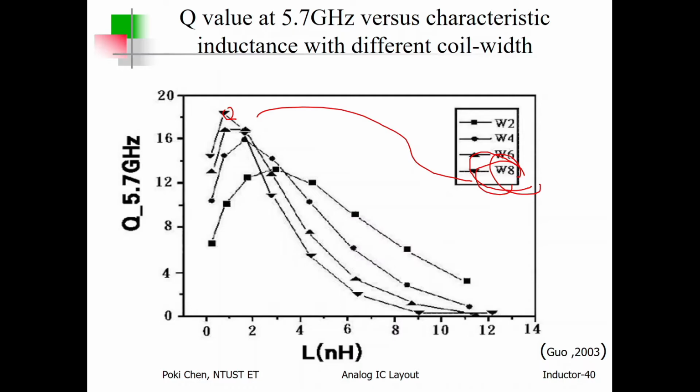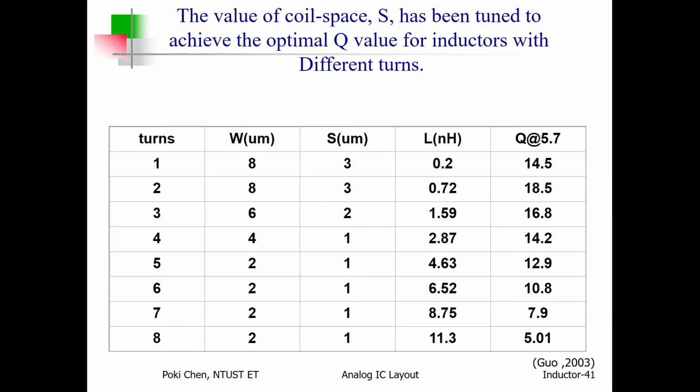Suppose you see a paper where the simulation shows 8 micron is the best solution, and so you make the line width in all your future layouts 8 microns. That's wrong, because the process you use may be completely different, so you need to redo the simulation. OK, finally, he would like to show you this. From the turns, from 1 turn all the way to 8 turns, you can see the width, even for different turns, the optimum width is different. From 8 micron all the way to 2 micron, okay?